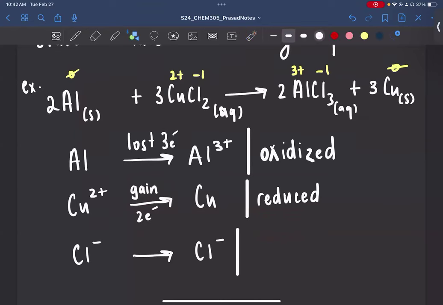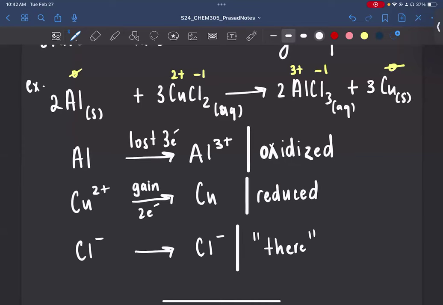Finally, the chlorine doesn't do anything. The chlorine doesn't change. To be quite frank, it's just there. It is not a spectator ion. We do not eliminate. That was ionic equations. This is redox. It is just there. We don't care about it.